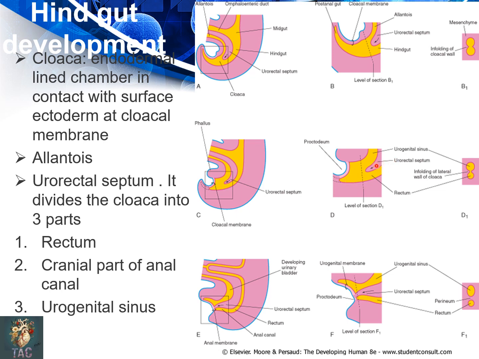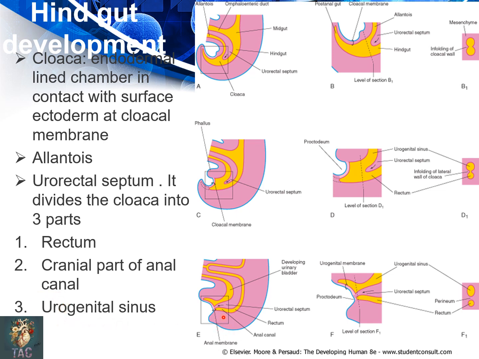So this area is the urorectal septum. Again you can see this urorectal septum is the mesodermal area which appears between the allantois and the area of the hindgut, and it divides the cloaca into three parts. The first part is the rectum, the second part is the cranial part of the anal canal, and the third is the urogenital sinus.